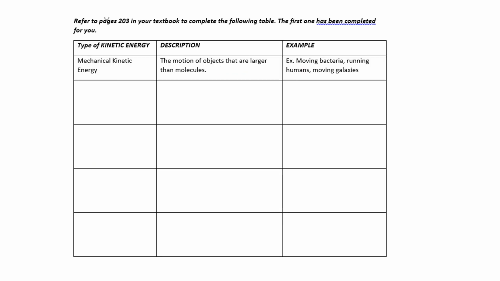Okay, page 203 in your textbook, section 3.1 of your textbook is up on Teams under files. So first one's been done for you. So mechanical kinetic energy is a type of kinetic energy, and then it has a description. So mechanical energy means the motion of objects that are larger than molecules, and then some examples. So you're going to go through with each of the types of kinetic energy and fill this out.